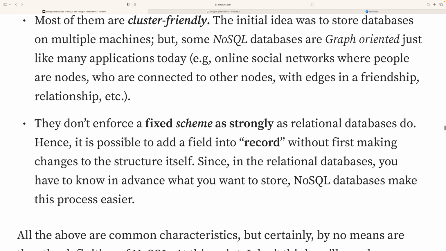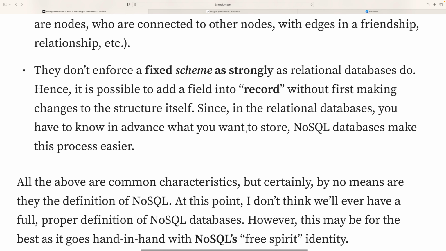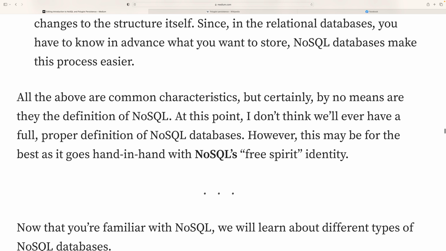They don't enforce a fixed schema as strongly as relational databases do, hence it's possible to add a field in the record without first making a change to the structure itself. With a relational database, you have to know in advance what you want to store. NoSQL databases make the process easier. All of the above are common characteristics, but certainly by no means are they the definition.